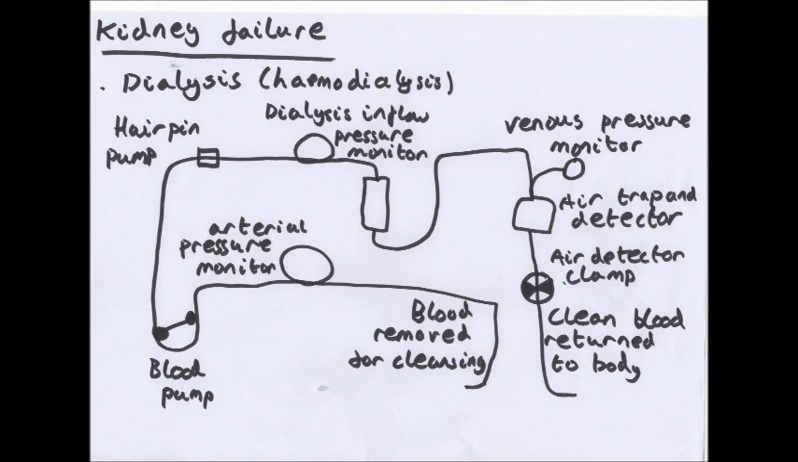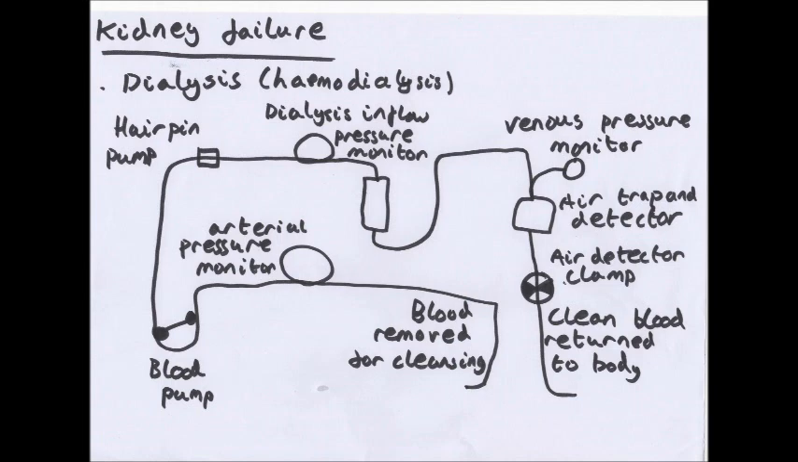Any substances in excess in the blood diffuse across the membrane into the dialysis fluid. And any substances that are in too low concentration diffuse into the blood from the dialysis fluid. Dialysis must be combined with a carefully monitored diet. So the two, this one here is hemodialysis. So there's a machine that artificially does it.